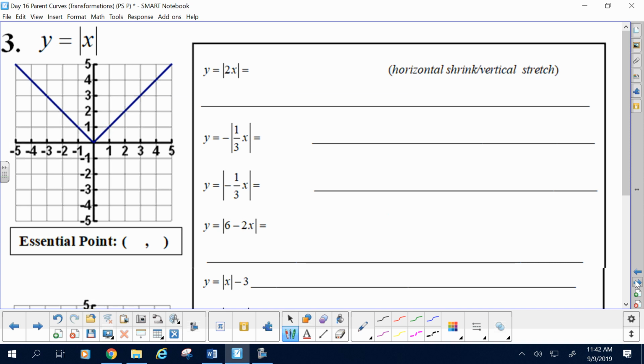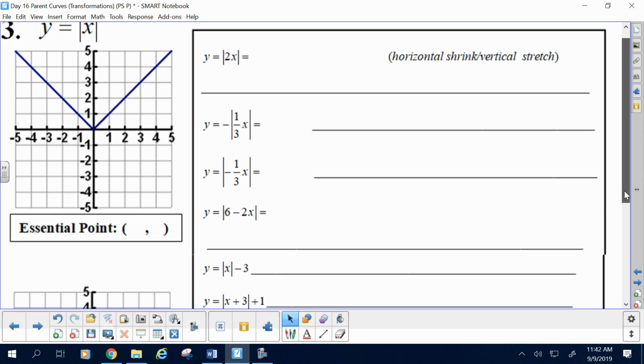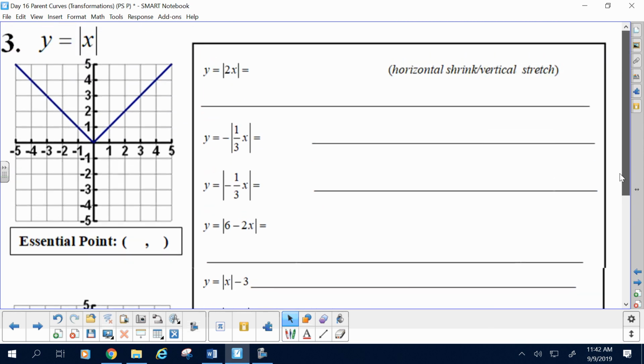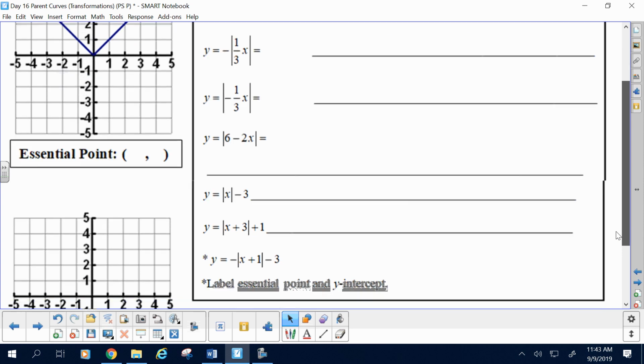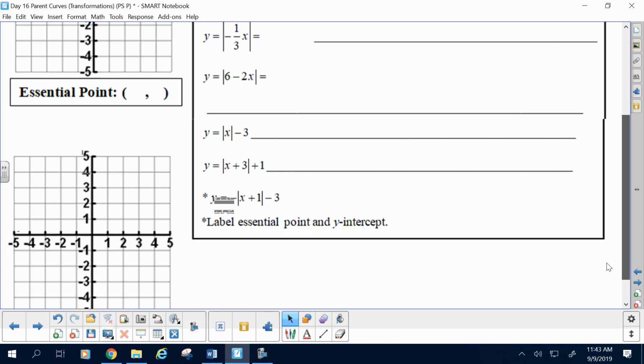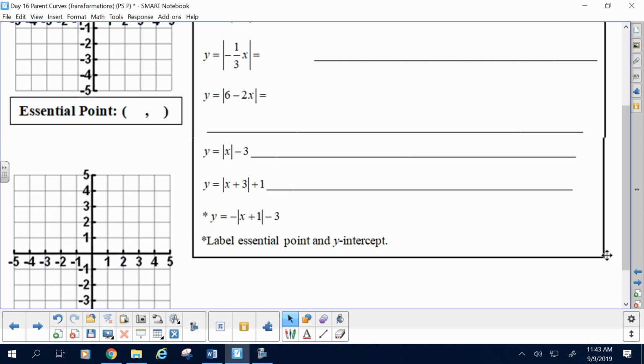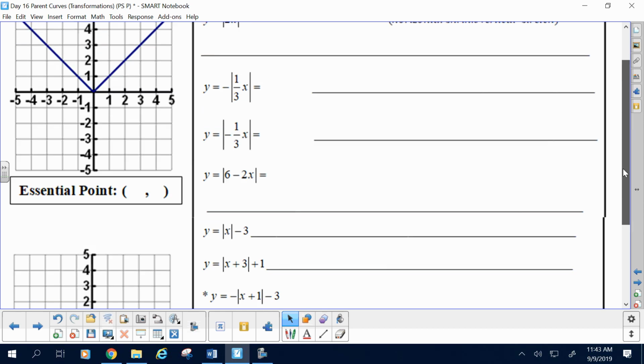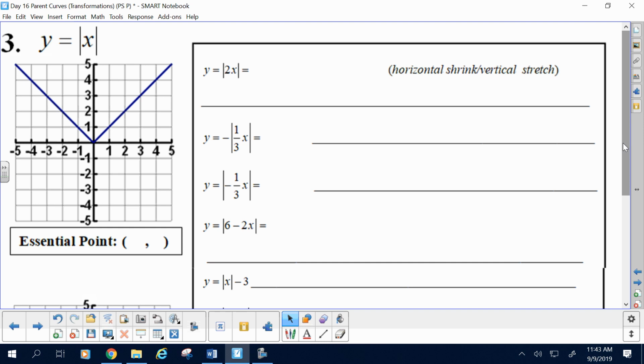Okay. Try these on your own. Let's go 2 minutes. I'll give you 2 minutes. Ask yourself, is it with the x, and therefore changing horizontally, or is it outside the function, and therefore changing vertically? Is it adding or subtracting, and therefore shifting? Or is it multiplying, and therefore squishing?